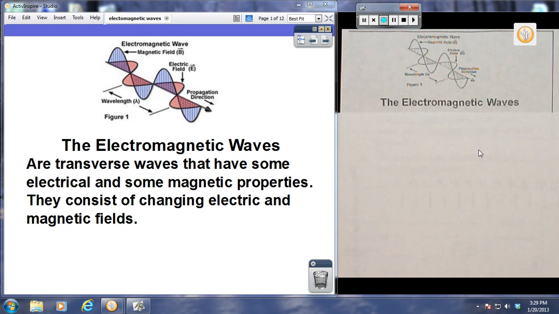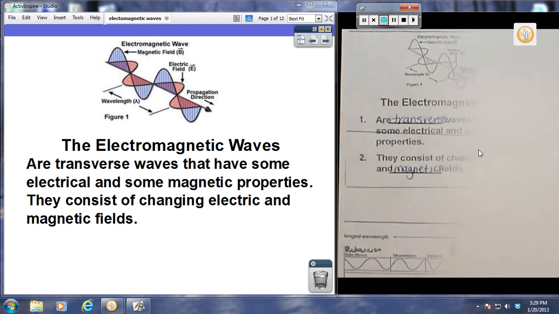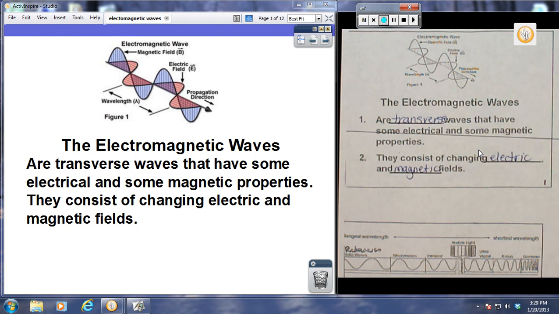Electromagnetic waves are transverse waves. We talked about transverse waves in class. Transverse waves have the crests and the troughs, and they have some electrical and some magnetic properties, but they consist of changing electrical and magnetic fields. And you can see in the diagram the different types of fields that are there.